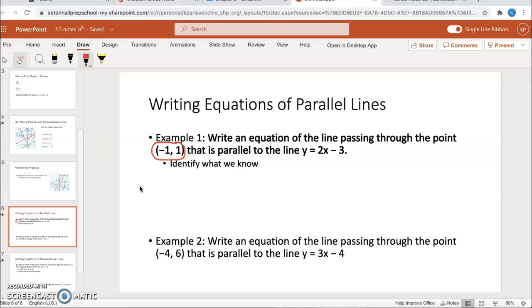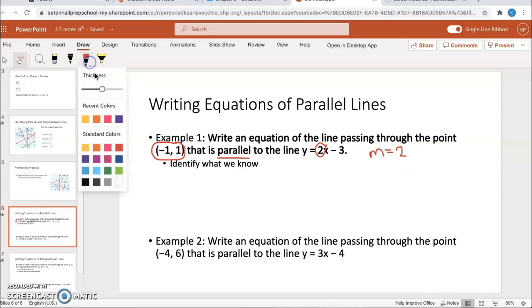The second thing that I will need to notice is that I'm looking at parallel lines, and parallel lines have the same slope. So the only thing you will ever take from the equation that I give you in the directions is the slope itself. Since I am dealing with parallel lines, I know my slope of the new line also has to be 2.